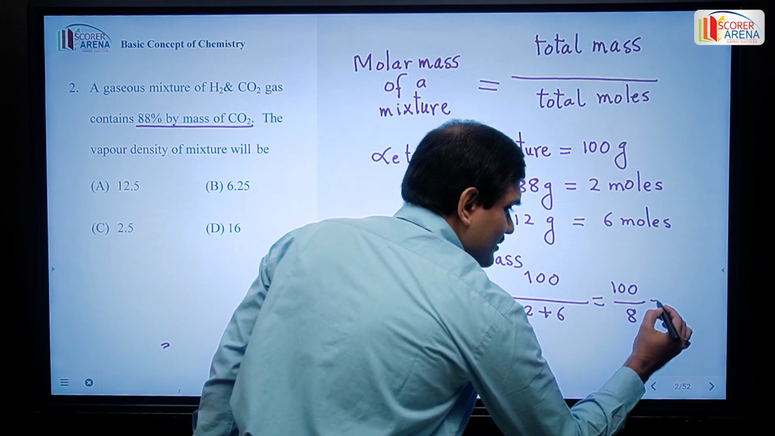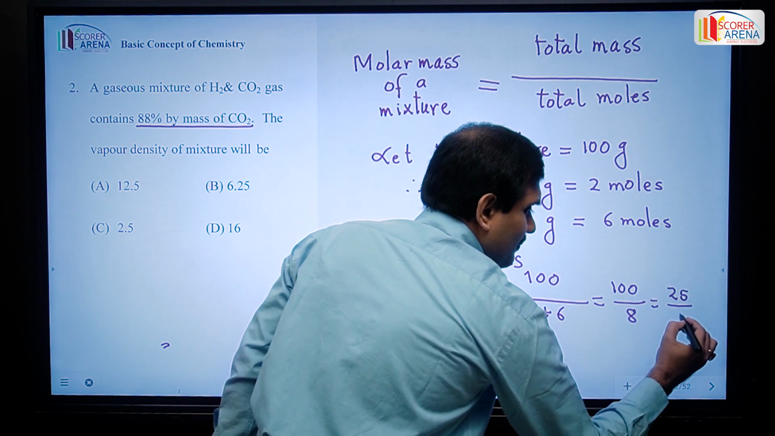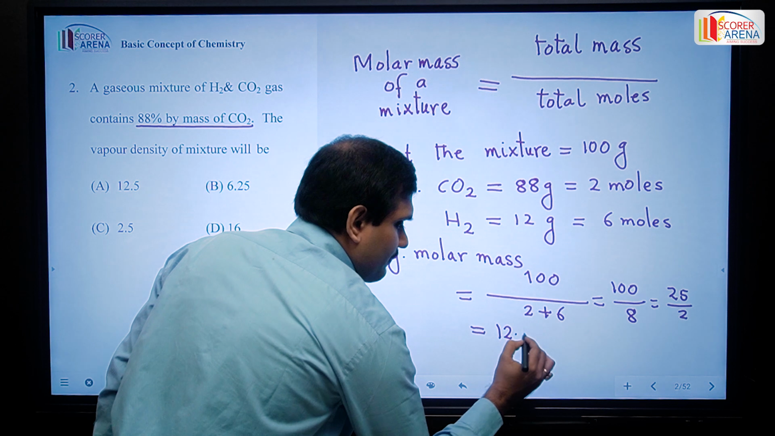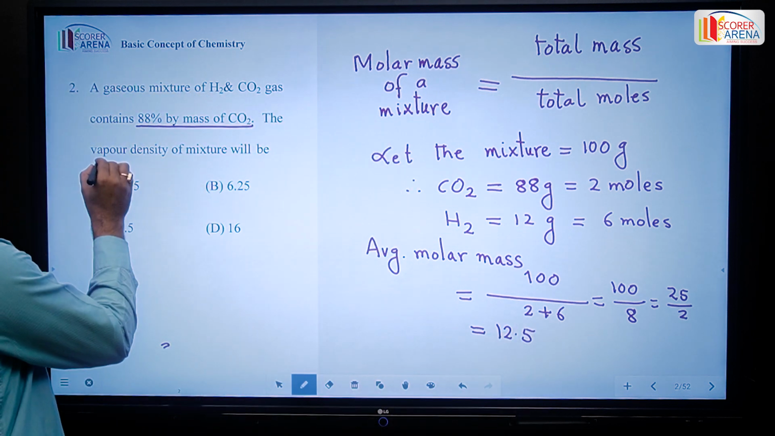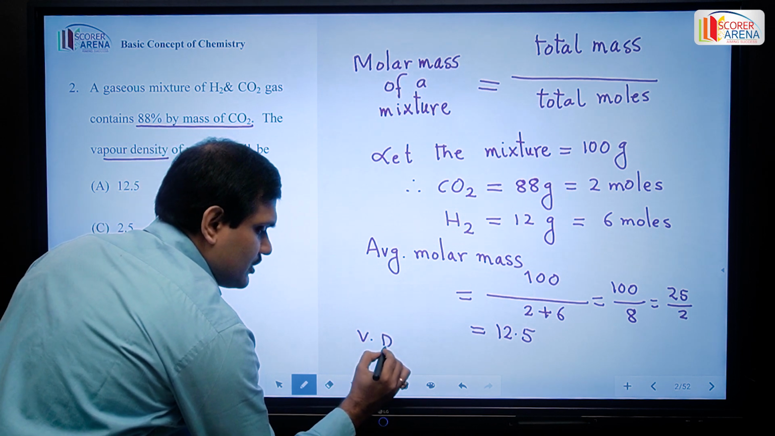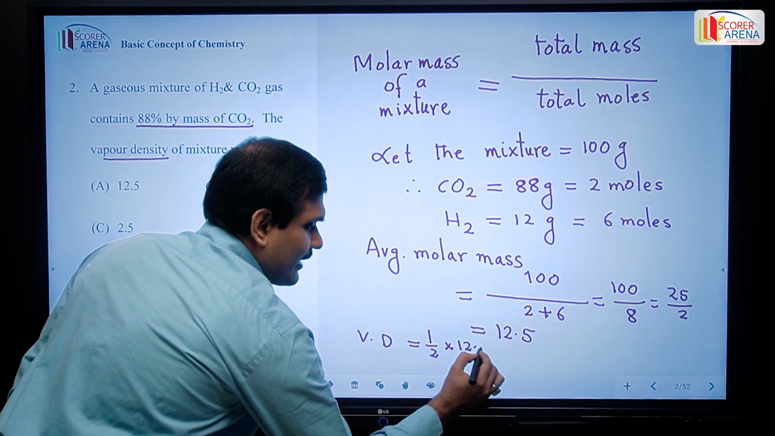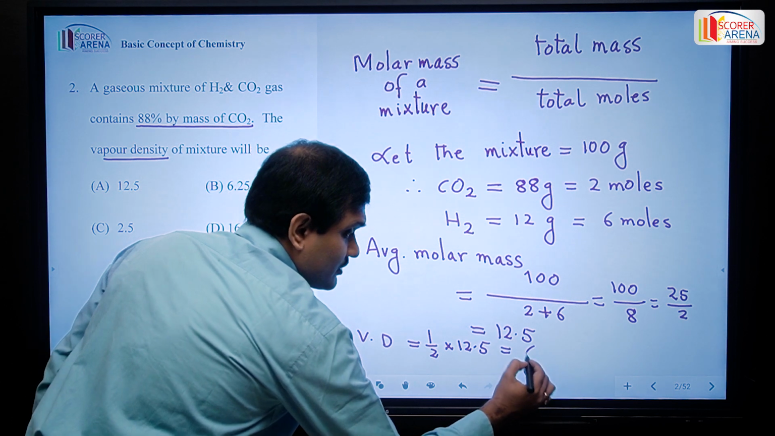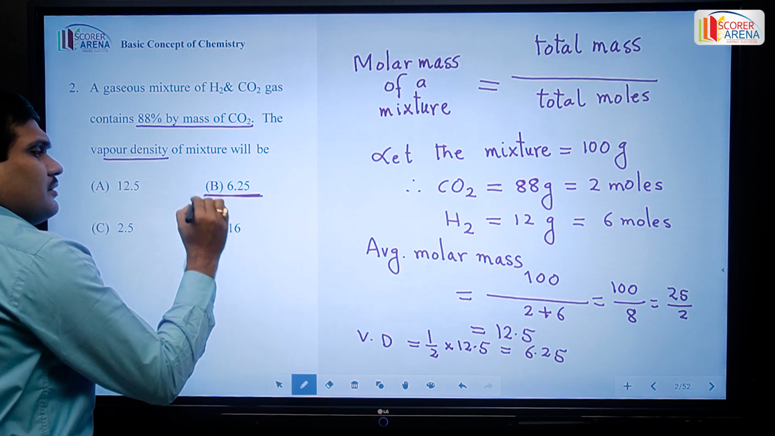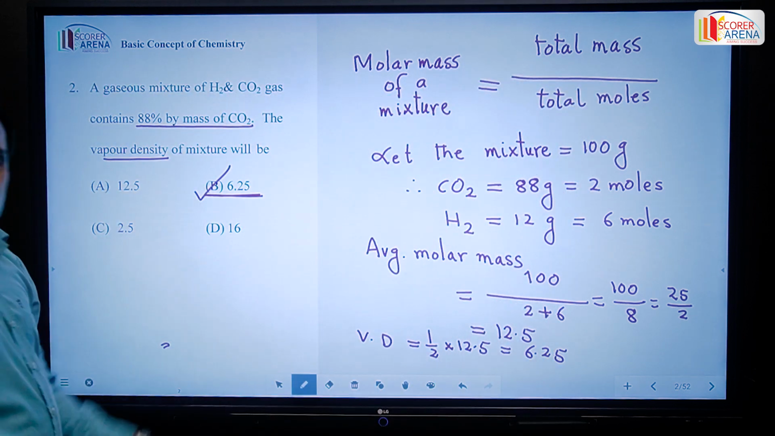So we can simplify it, it will be 25 by 2, which is equal to 12.5. Now it is asked to find the vapor density of the mixture. So the vapor density of the mixture will be half into the molar mass, and hence you can get the answer 6.25. So we have this option here also, the option is B. Now I am moving to the next question.